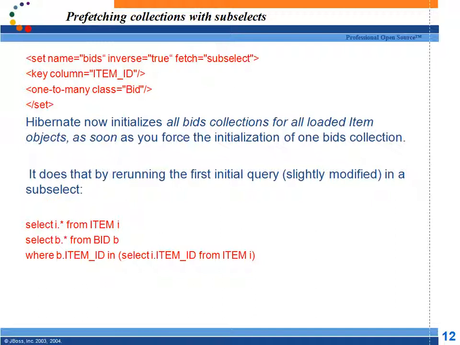So if you use fetch equals subselect, it will use a subquery. An item has many bids, right? If you say i.getBids, you will get a proxy. If you try to initialize a proxy, it will get all the bids by using a subquery like this.